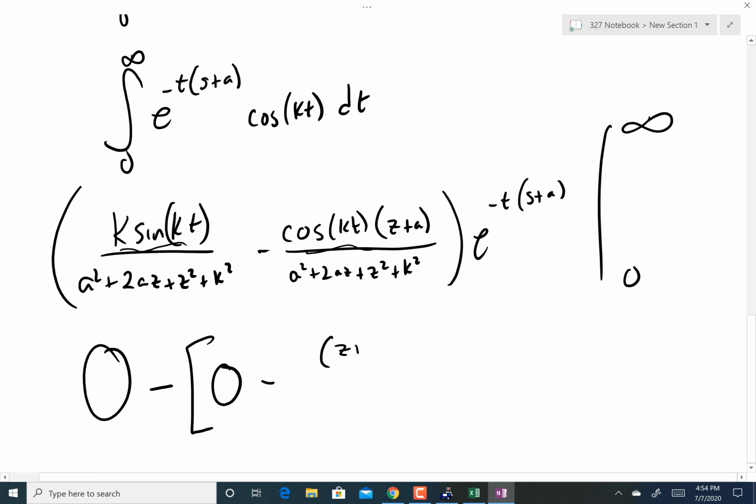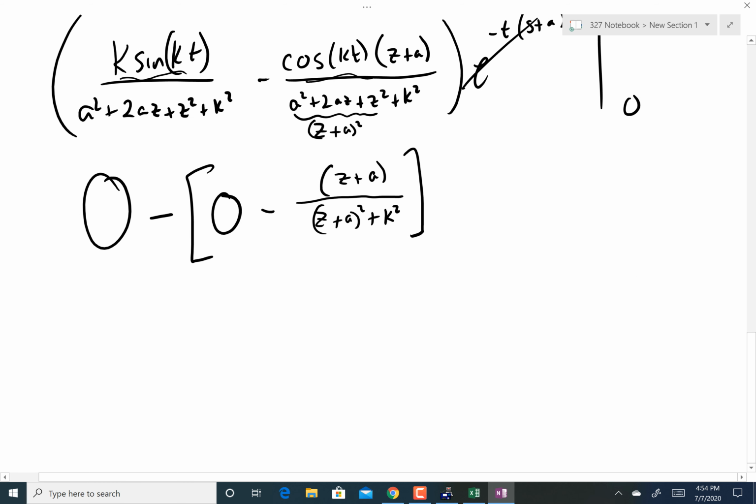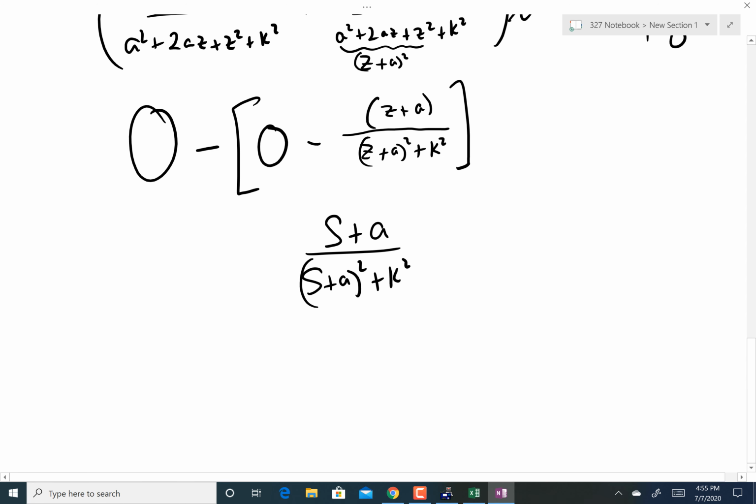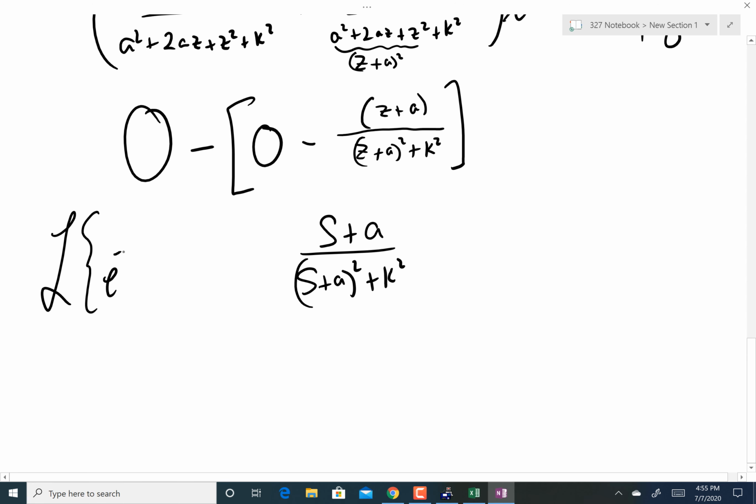It's going to be z plus a over, now bear with me here. This bottom right here, wait for it, this part right here factors: z plus a squared. So z plus a squared plus k squared. Oh, that's hot. And then, again, at 0, this goes away. And so you're left with this: s plus a over s plus a squared plus k squared. Now note the difference. This is the Laplace transform of e to the at cosine kt.